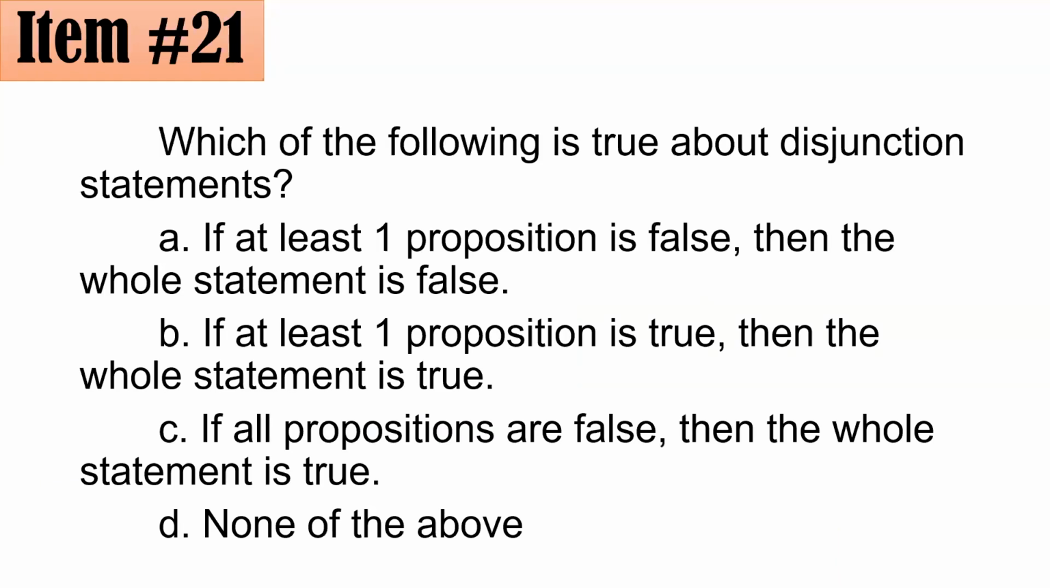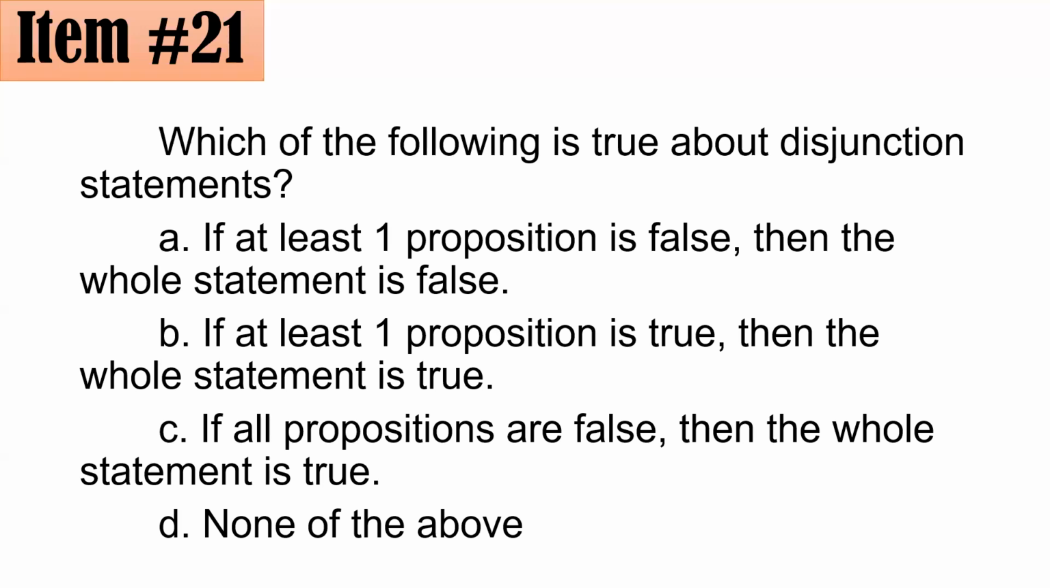21. Which of the following is true about disjunction statements? A, if at least one proposition is false, then the whole statement is false. B, if at least one proposition is true, then the whole statement is true. C, if all propositions are false, then the whole statement is true. Or D, none of the above. Saan po yung tama dito?